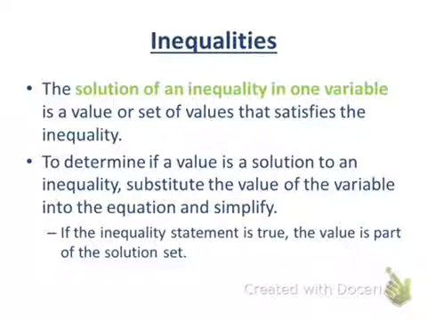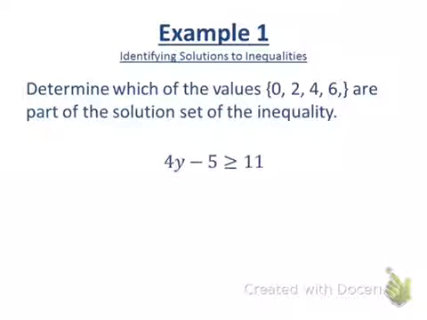Let's dive in and look at things. Determine which of the values, 0, 2, 4, or 6, are part of the solution set of this inequality. Now I want us to come up with two ways to do this. Griffin? You could solve the inequality and see which ones work.